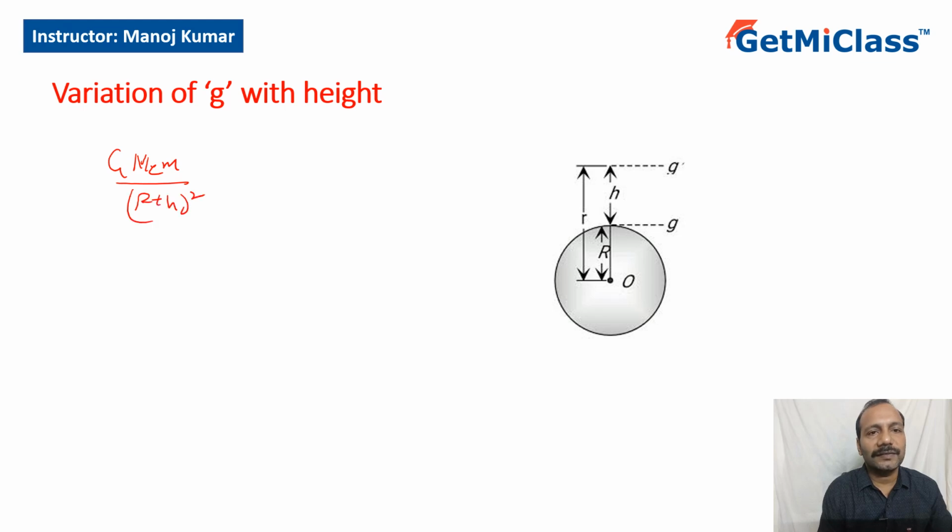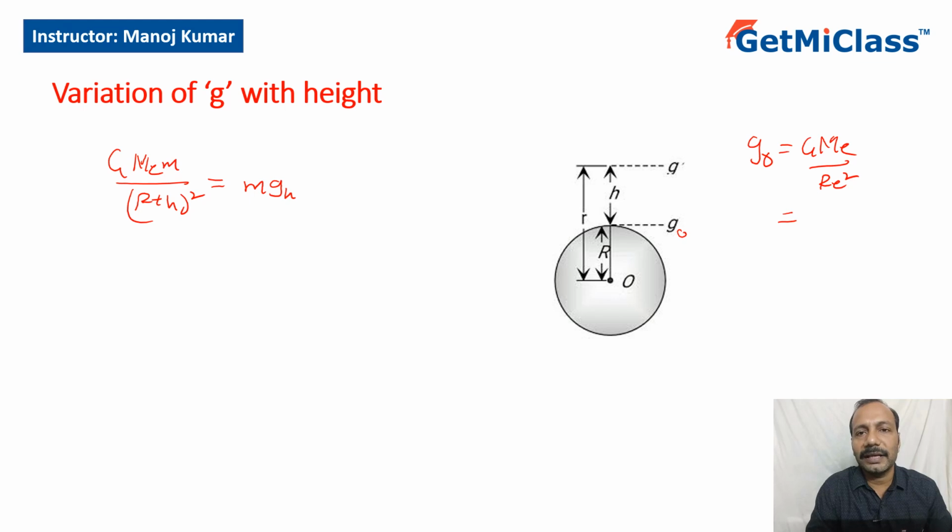This is the force with which it is being attracted, by Newton's law of gravitation. This should be equal to m into the acceleration with which it is coming down. We call it g, let's say g at a height h. Now g naught is the acceleration due to gravity on the surface of Earth, and on the surface of Earth I can write g naught equal to G Me by Re square, where Me is the mass of Earth and Re is the radius of Earth. If I put all these things in, G is constant, mass of Earth is constant, radius of Earth is constant, I end up with a value of 9.81 meter per second square.